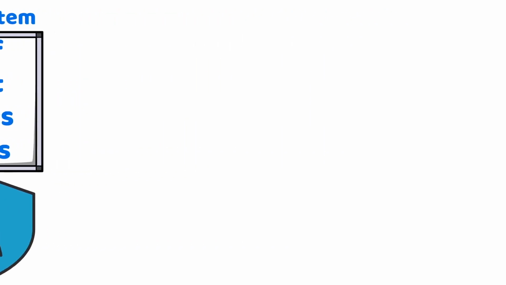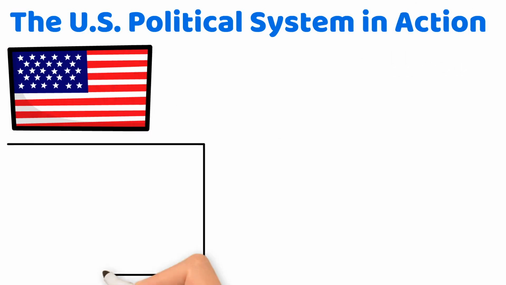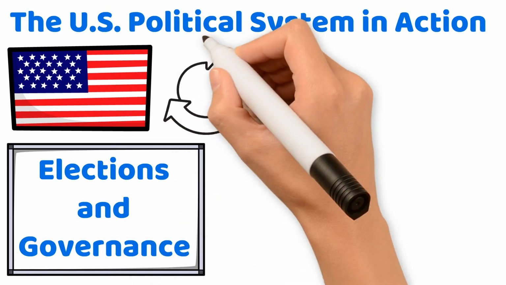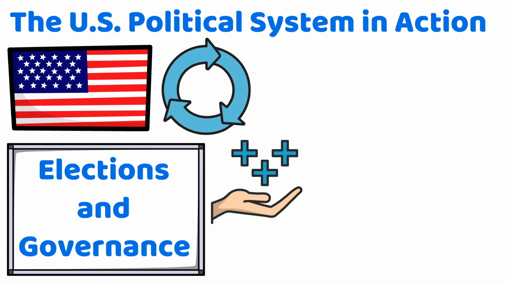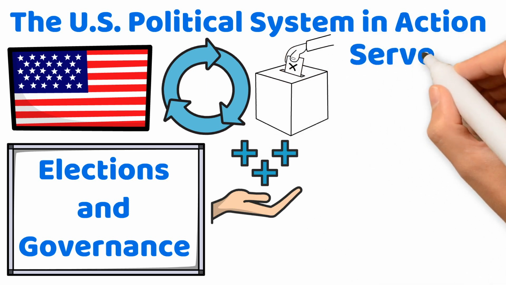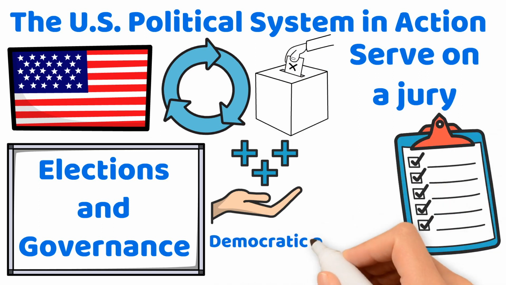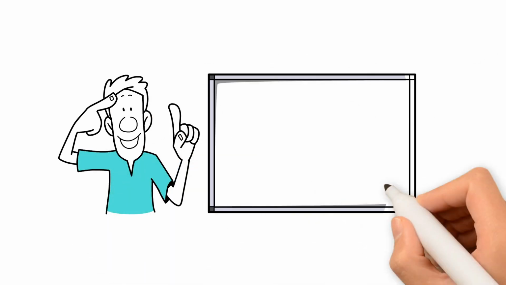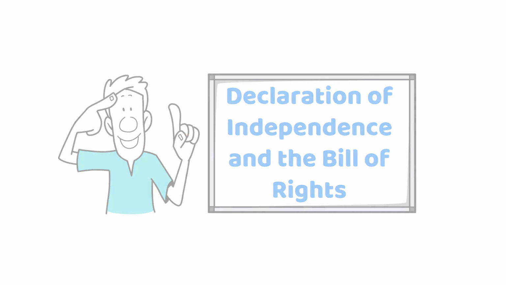From documents to daily life, the U.S. political system in action. In the U.S., the political system is not just about elections and governance. It's about how these elements translate into everyday benefits and responsibilities for its citizens. From the right to vote to the obligation to serve on a jury, these civic duties are foundational to maintaining the democratic principles of the nation. Moreover, understanding key historical documents like the Declaration of Independence and the Bill of Rights is crucial as they encapsulate the ideals upon which the country was founded.